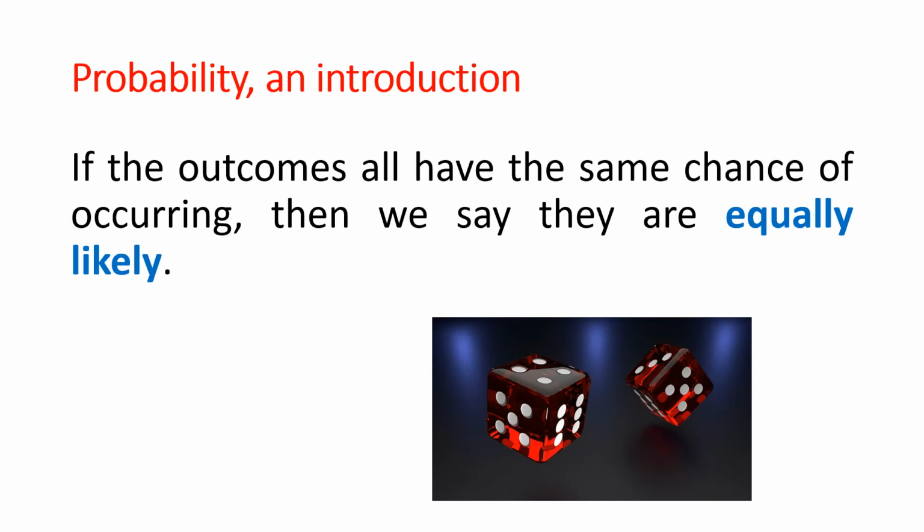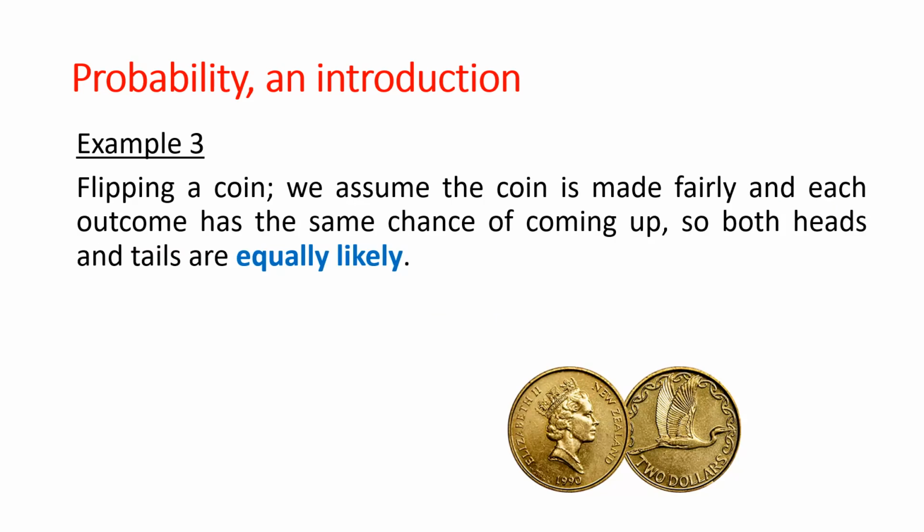If all the outcomes have the same chance of occurring, then we say they are equally likely. Here's an example, flipping a coin. We assume the coin's made fairly and each outcome has the same chance of coming up. So we assume both heads and tails are equally likely. So we could say the probability of heads and the probability of tails is both 1 chance out of 2.